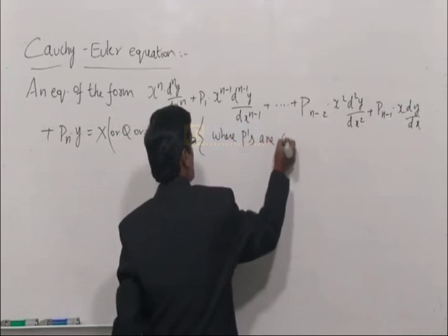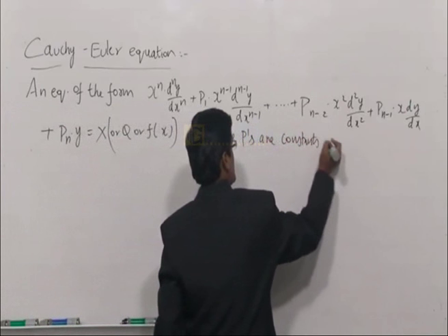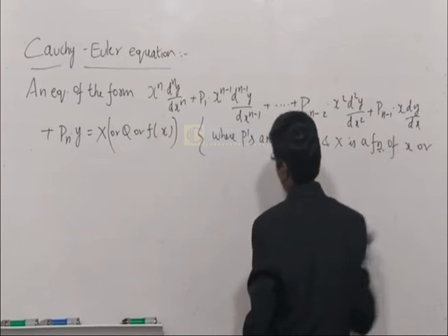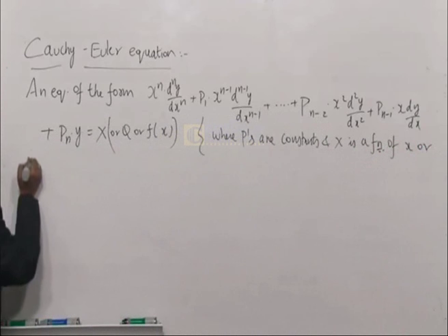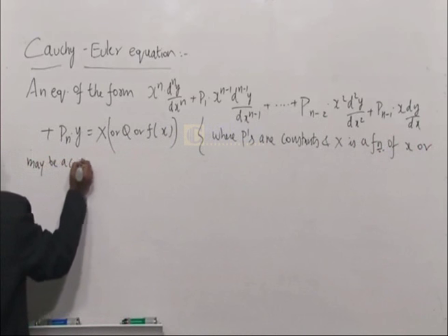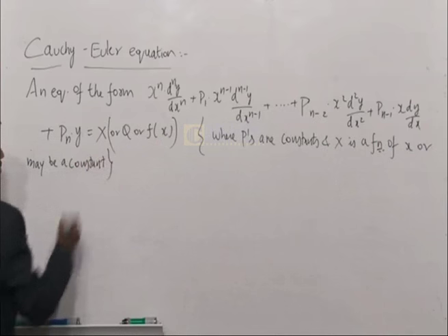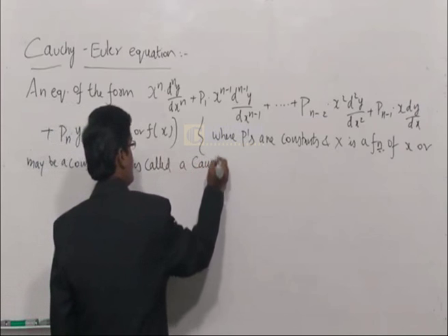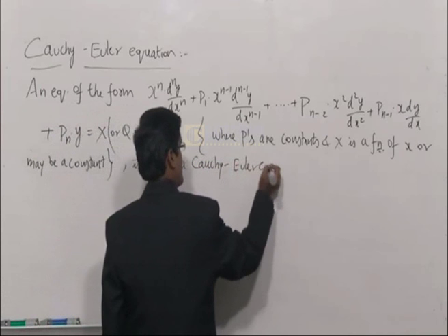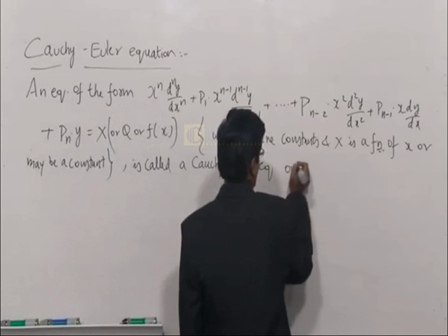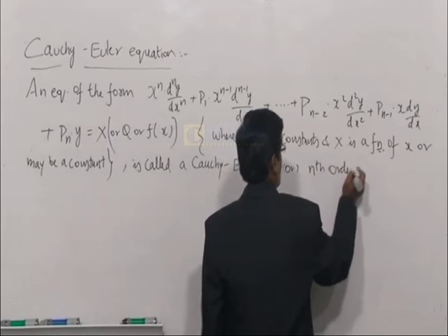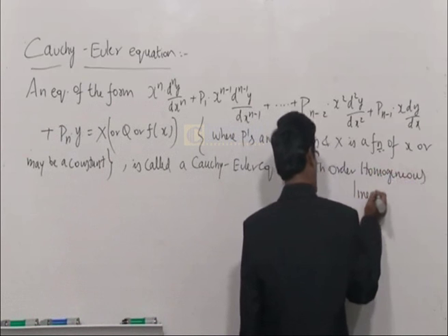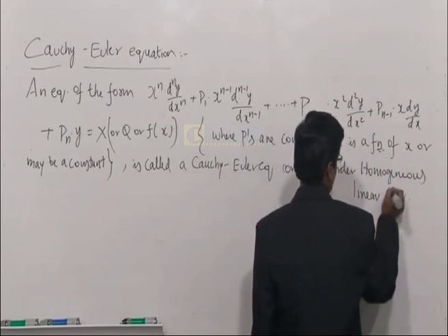Where p1, p2, and so on up to pn are constants, and capital X is a function of small x or maybe a constant, is called a Cauchy-Euler equation or nth order homogeneous linear equation.